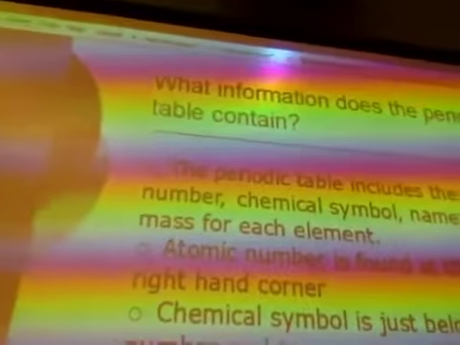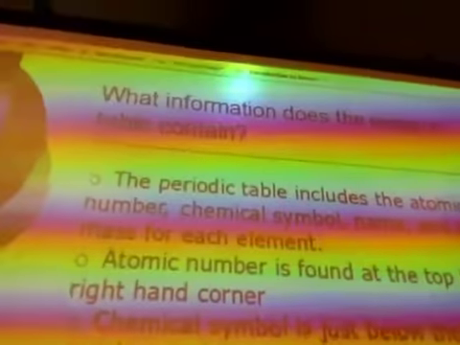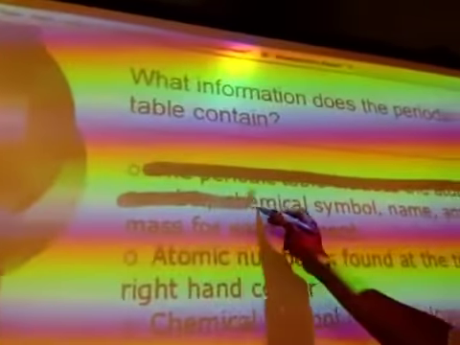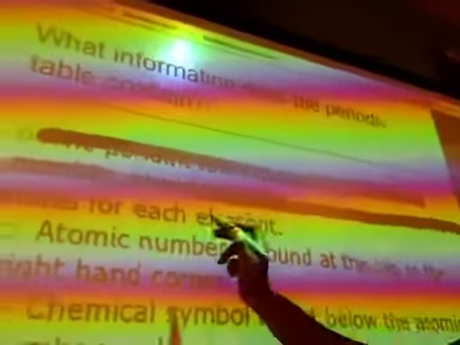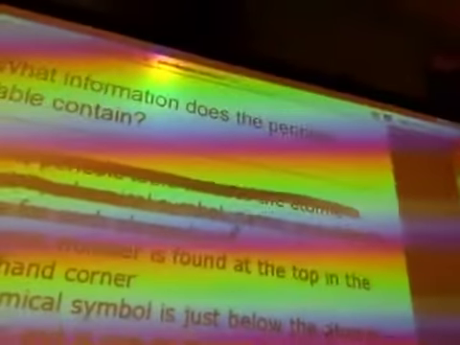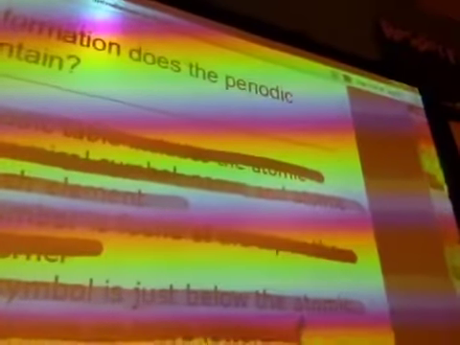Now, if we look at the periodic table and the information that is contained in this table, the periodic table includes the atomic number, chemical symbol, name, and atomic mass for each element. Again, the atomic number is found at the top in the right-hand corner. The chemical symbol is just below the atomic number and is one or more letters. For example, I know that hydrogen has the chemical symbol H. I know that nitrogen has the chemical symbol N.